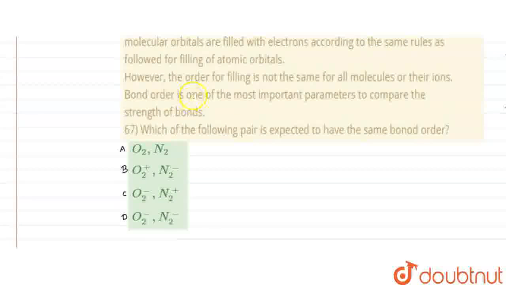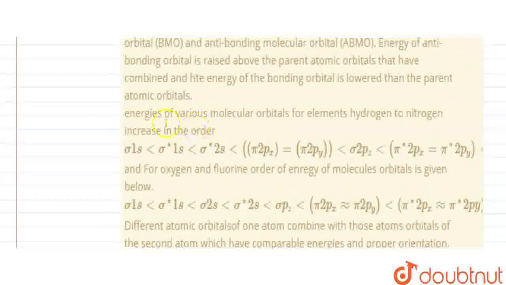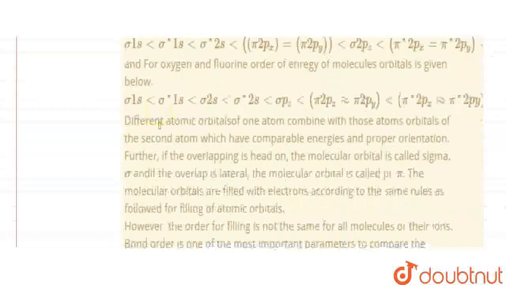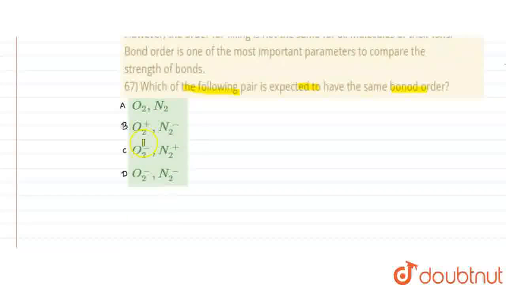The question over here is: which of the following pairs is expected to have the same bond order? That means we have to find the bond order of these particular options and tell which of the following pairs will have the same bond order.